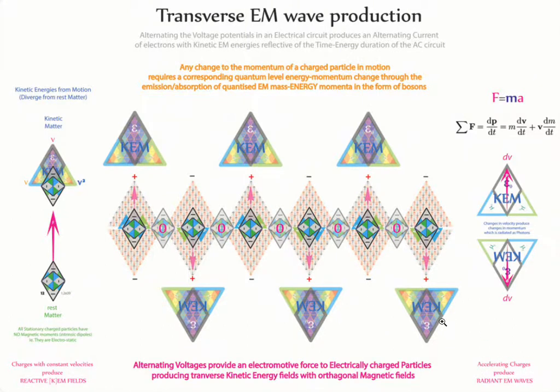Accelerating charges, because they have to give up their energy as they accelerate and decelerate, produce what are called radiant EM fields, i.e. transverse fields. So again, Tetryonics shows the distinction between reactive EM fields, or chem fields as they're termed within Tetryonics, as opposed to transverse radiant EM fields that are produced by accelerating, decelerating charges. They're the same term.